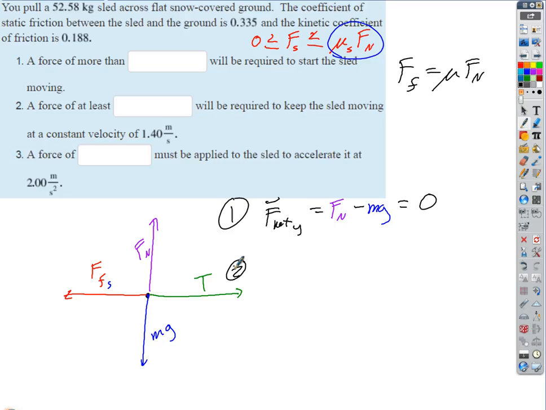Let's look horizontally. Okay, so horizontally, what are the forces acting? What's acting in the positive direction? Tension. Okay, so T minus the static frictional force, right? Which is going to be this, right? Everybody agree? So minus mu sub s times normal force must equal what?